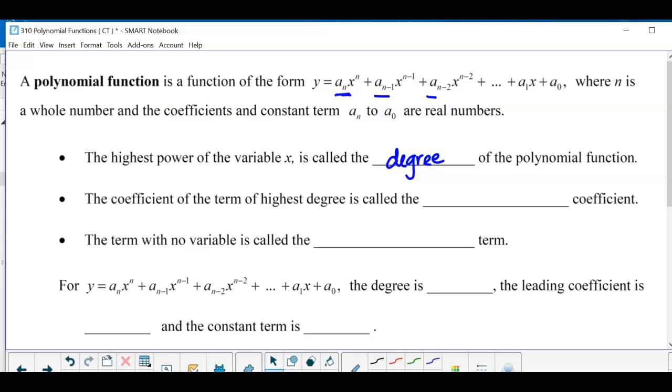The coefficient of the term of highest degree, so that's this, is called the leading coefficient, because when you express it in standard form, in descending order of degree, that's the leading term. The term with no variable is called the constant term. Okay, so in the general case, the degree is n, the leading coefficient is a sub n, and the constant term is a sub 0.